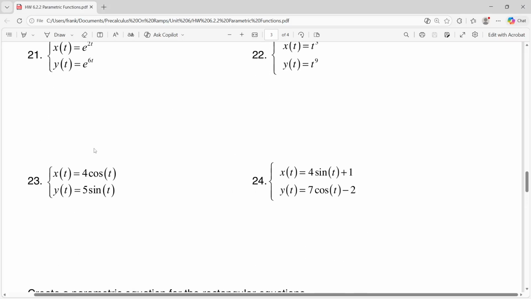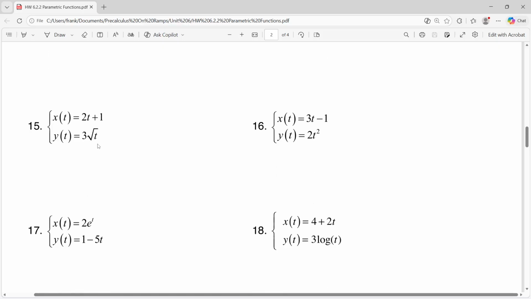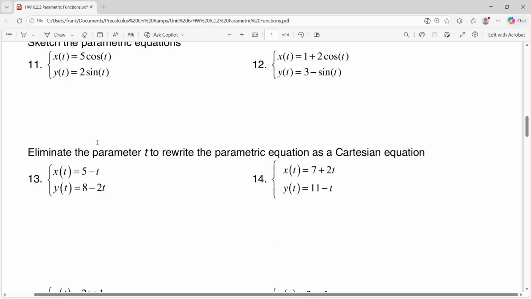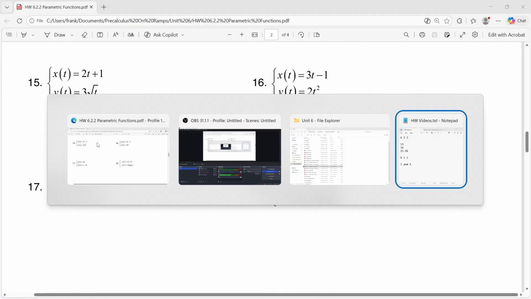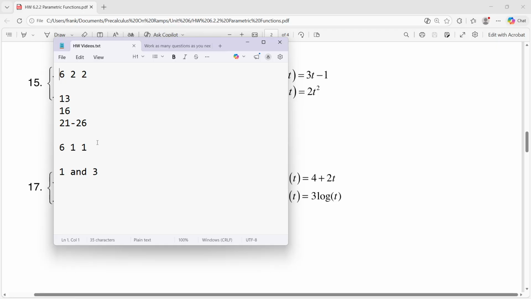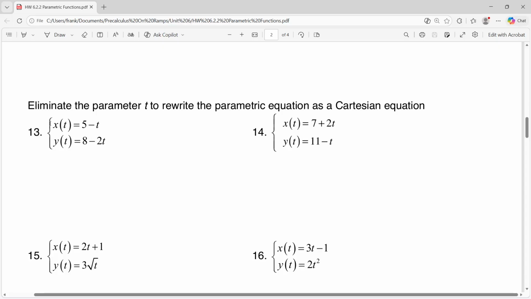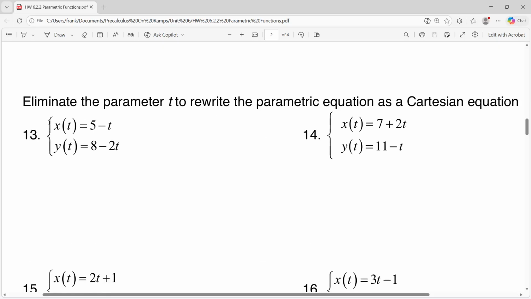This is a selection of pre-calculus on-ramps questions from a worksheet on, I think, parametric functions. I need to do 13, 16, and 21 through 26. Eliminate the parameter t to write the parametric equation as a Cartesian equation.